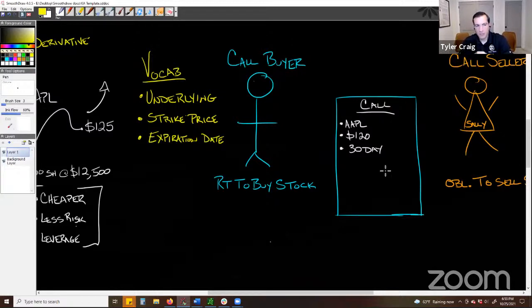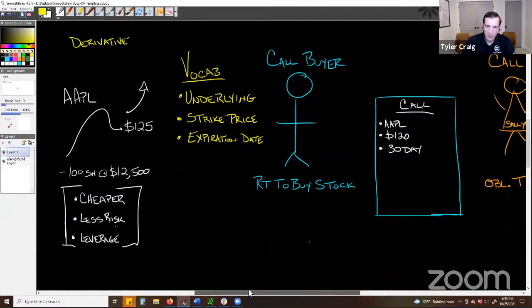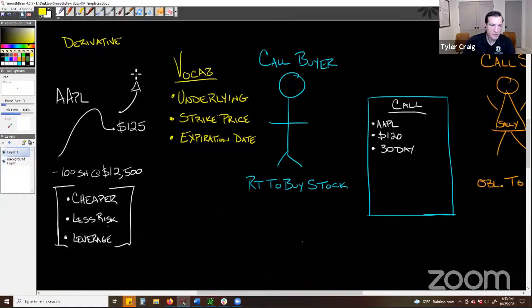Like, why would that be interesting to me? Locking in the right to purchase Apple for 120 bucks. Well, look, first of all, right now, the stock's at 125. So if I lock in the right to buy this stock for 120, I'm already locking in the right to buy it at a $5 discount. Rest assured, you're going to charge me for that. That's not a freebie for me.